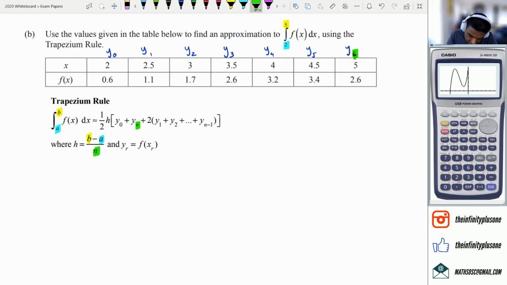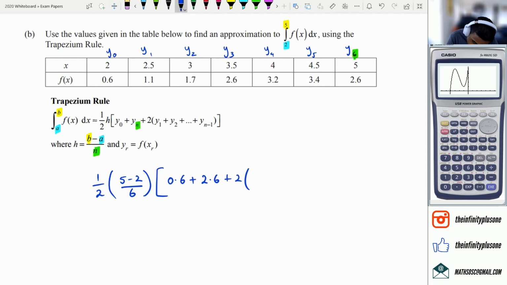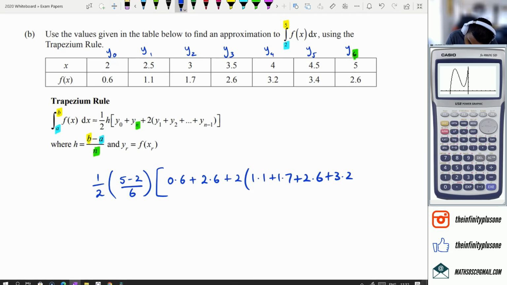Now it's just a matter of putting all of this formula down and copying it down. So we can say half multiplied by h. Now h is b minus a, so b was 5 minus 2, divided by n, which is 6, multiplied by y0, which happens to be 0.6, plus y6, which is 2.6, plus 2 times all the inside terms, which is 1.1 plus 1.7, 2.6, 3.2, and 3.4.